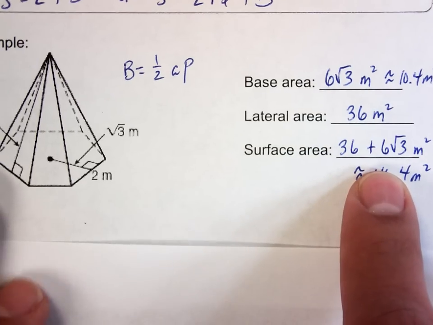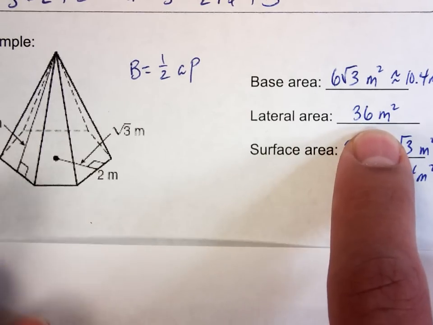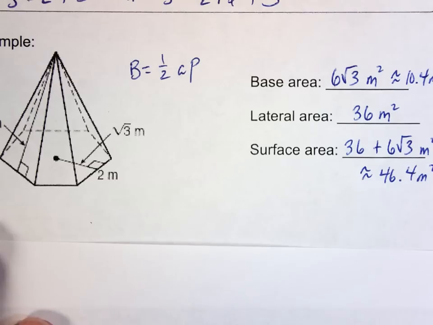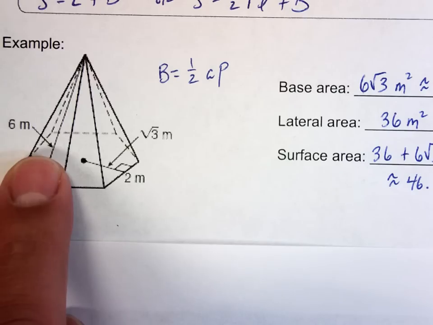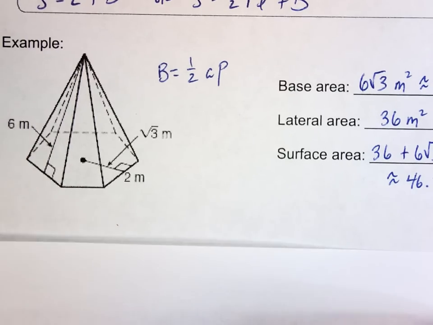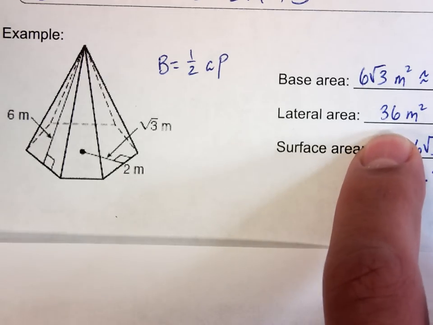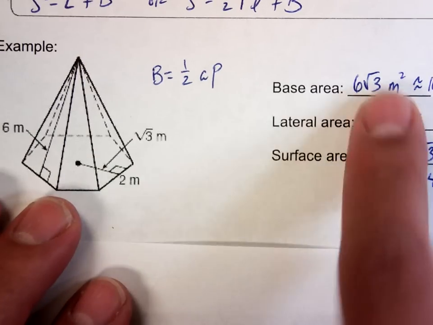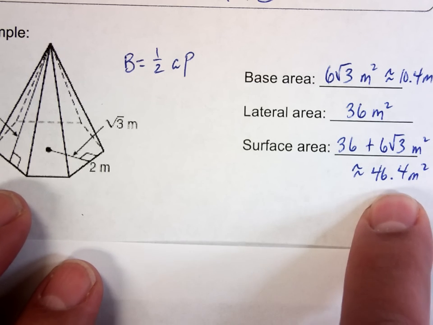The lateral area is just 36, and again, how do we get that? We just take 1/2 times the perimeter of the base times the slant height. And they've told us what our slant height is. It's right here, it's 6. That's what it's pointing at. So if I take the perimeter of the base, multiply it by the slant height, and divide it by 2, it gives me 36. And then, of course, the total is if I just add these two up. 36 plus 6 root 3 is approximately 46.4.